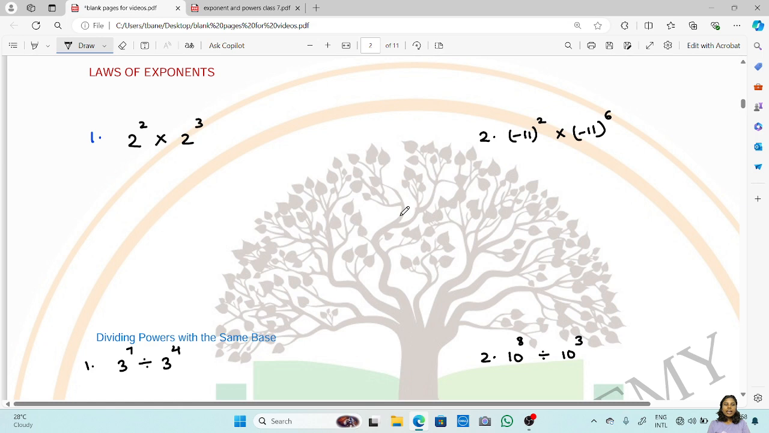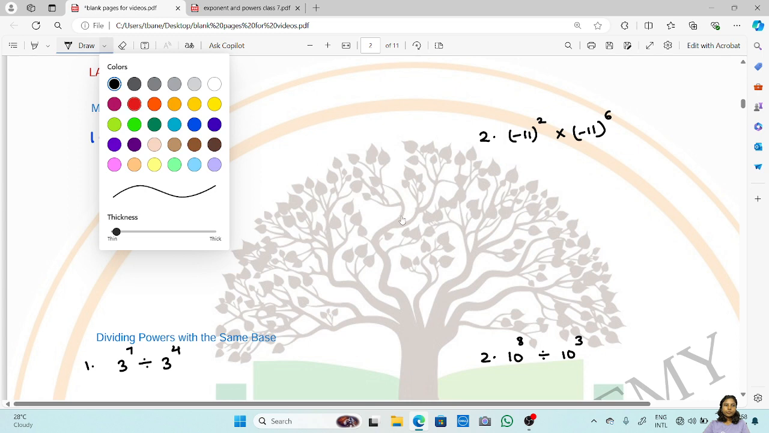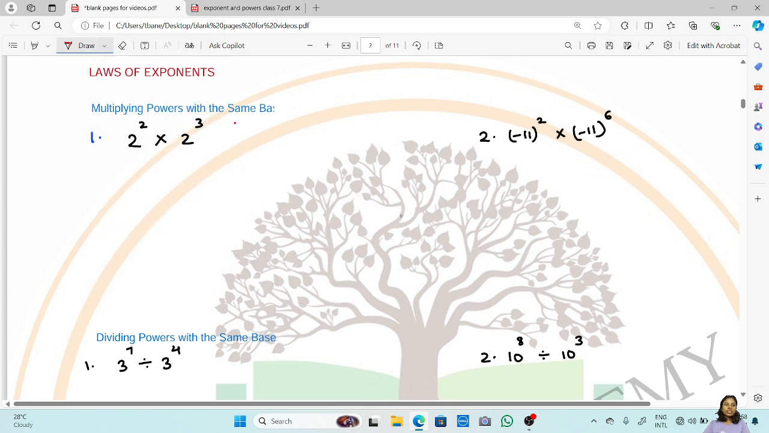Okay, so first, we will look at multiplication of exponents with same base. Now when we say same base, it basically means we can see here that our base values here are 2 and 2. Therefore, our base values are same and our exponents are different. So now in this case, what do we do?